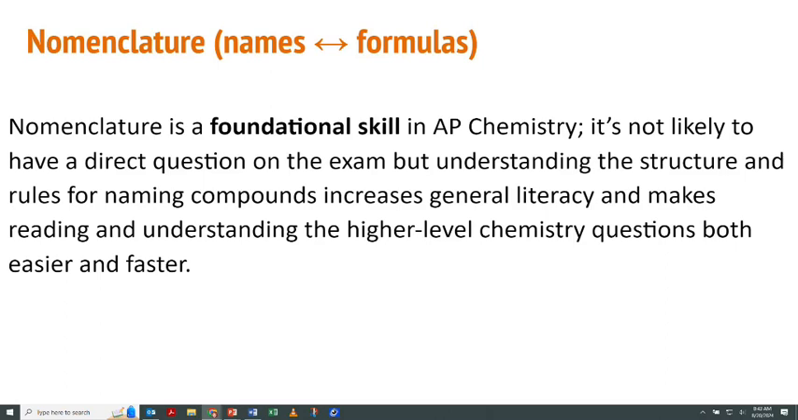So, just a quick note, nomenclature is not something you're going to have a question on directly on the exam. It's just not going to happen. It's too foundational of a skill, but it is a skill that you need to have so that you can understand the questions that they're giving you and not be stuck trying to figure out what chemical is which. So this is something you need to know. This isn't going to be a dedicated question on the test, though.